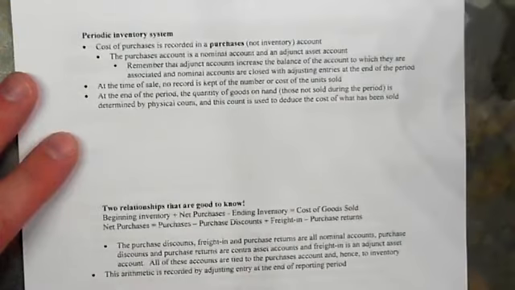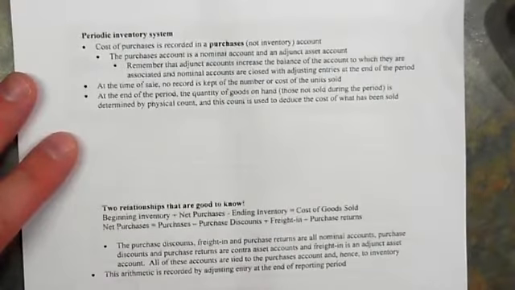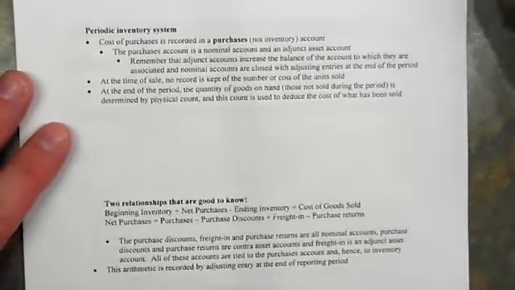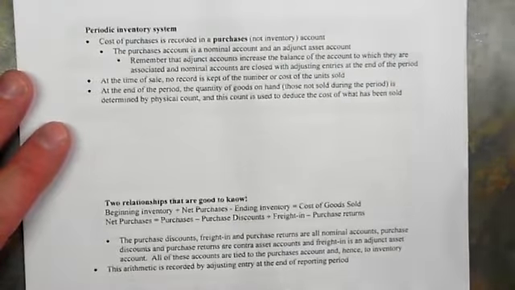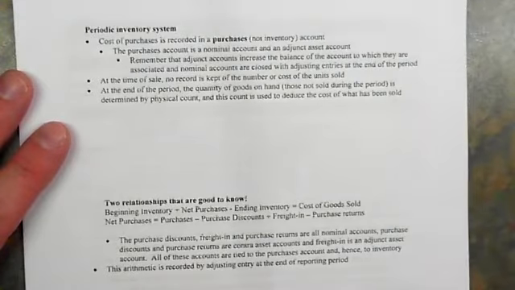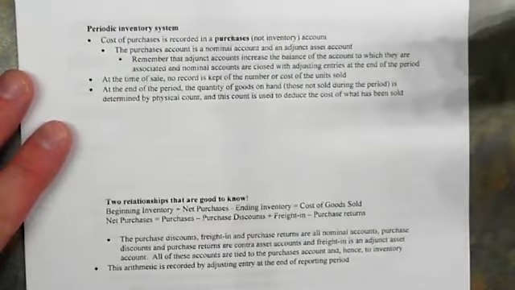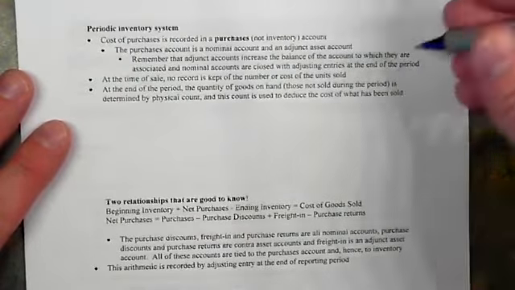So this is going to increase the balance of my inventory account. At the time of sale under a periodic system, we do not record cost of goods sold. We wait until the end of the period, we count the ending inventory, and then we use that count to mathematically determine what our cost of goods sold for the period was.